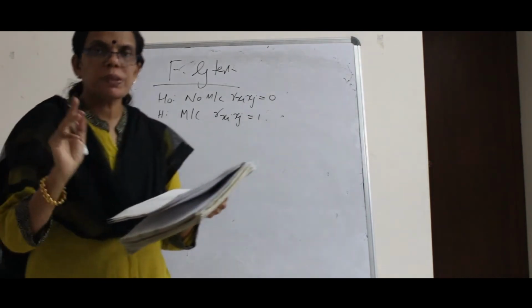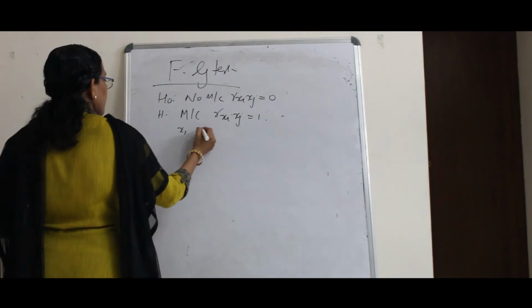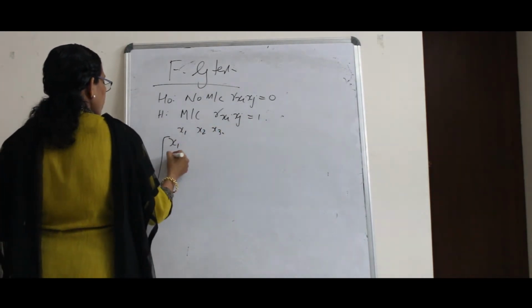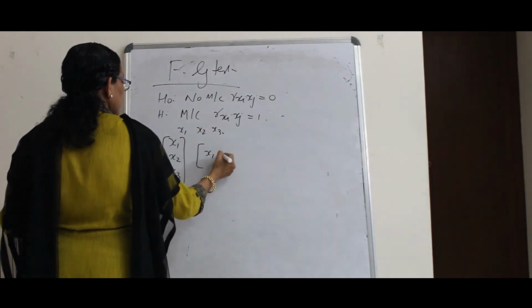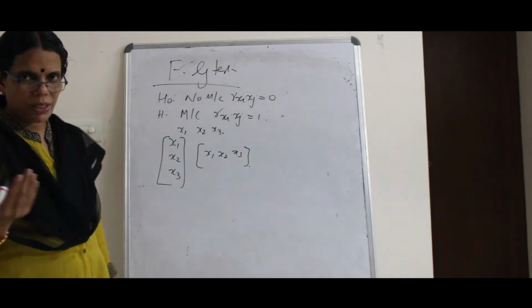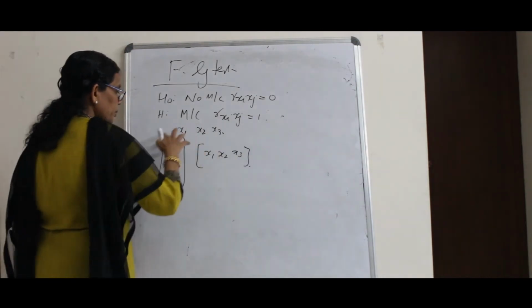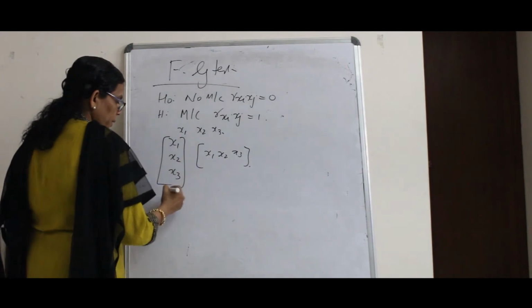So here we use the 3 variable case. Suppose the 3 variables are x1, x2 and x3. Now I am writing it in this form: x1, x2, x3, x1, x2, x3. So as an example, we are taking the 3 variable model, and then this is the case. You have a row matrix of x and a column matrix of x. Now we are taking the product.